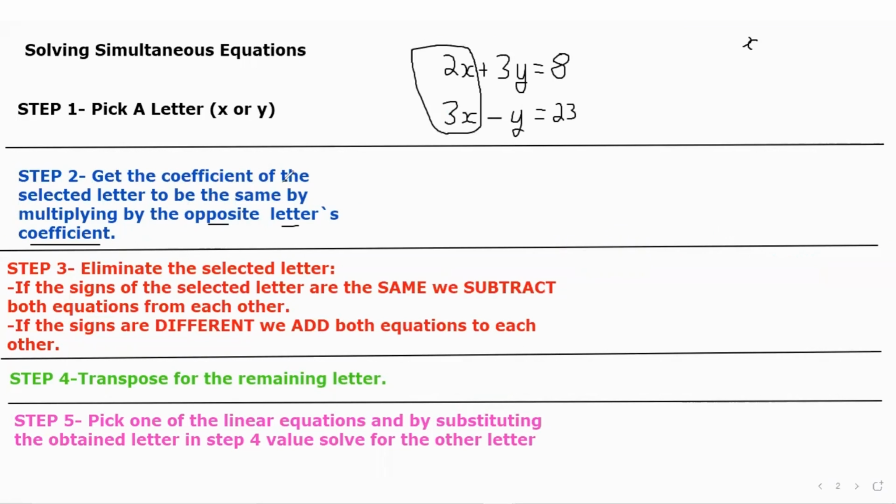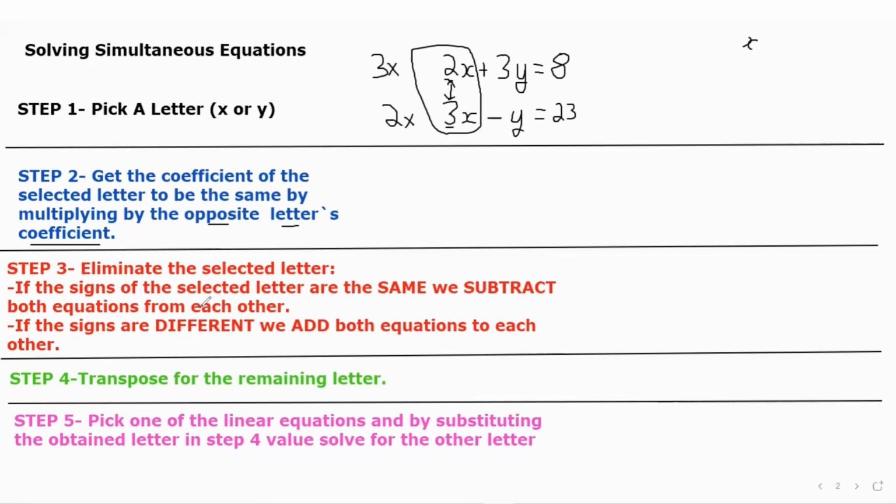Step two: make the coefficient of the selected letter the same by multiplying by the opposite equation's coefficient. In this case, we picked x. If we start with the top one, the coefficient of the x in the other equation is 3, so we multiply the top by 3. And the bottom one we multiply by 2. It's just the opposite letter's coefficient. You're not going to y, you're sticking with the x. The coefficient of the x, you're just swapping it. So that's all step 2 is. Don't overthink it.